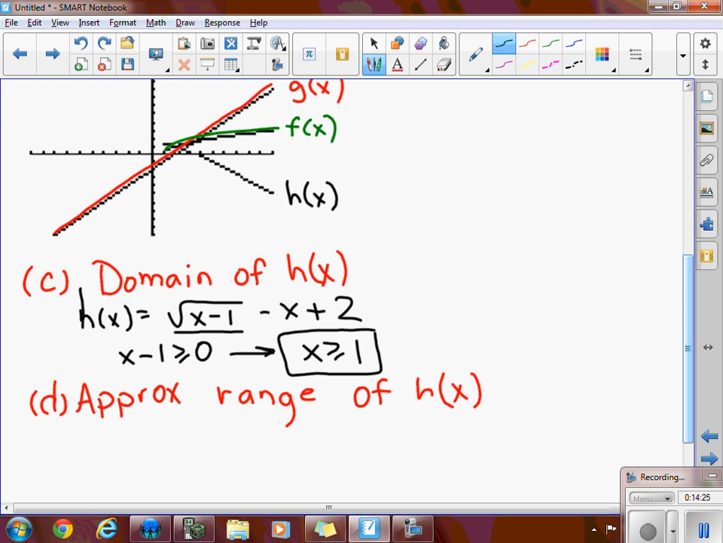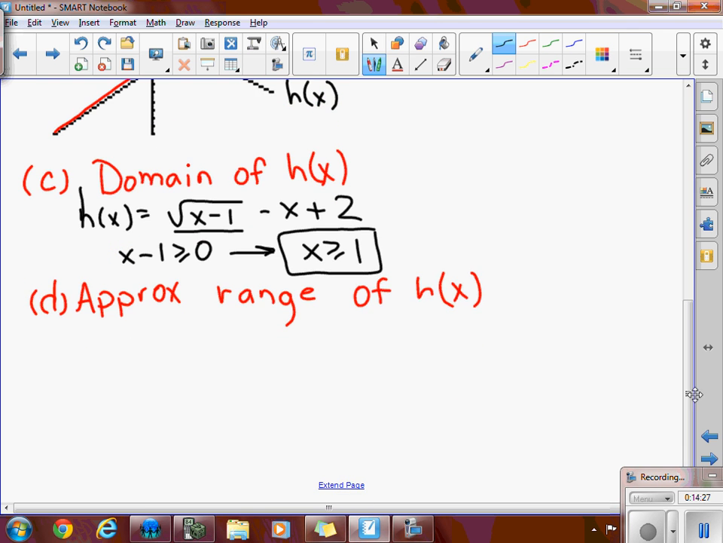Now here's the issue we've got. What is the approximate range of this? Which means it's going to be hard to nail down. How are we going to find that? Where could you go to find it? Your table. Go to your table and try to find the largest value of y that you can see, because we are saying approximate.